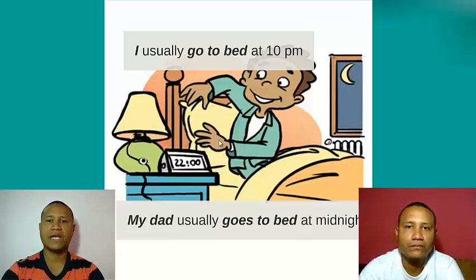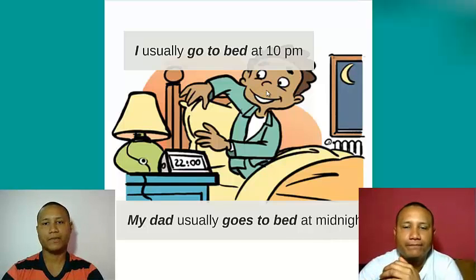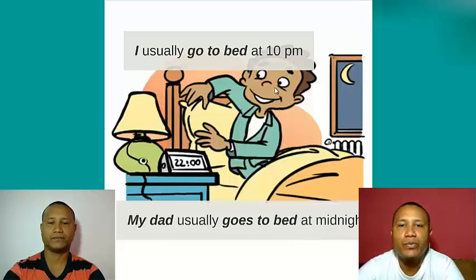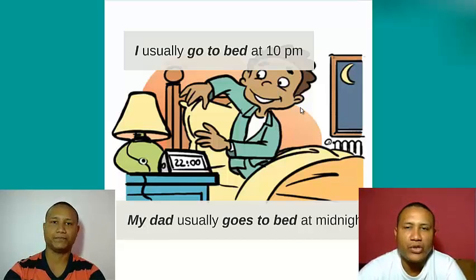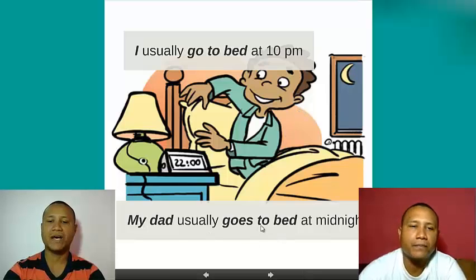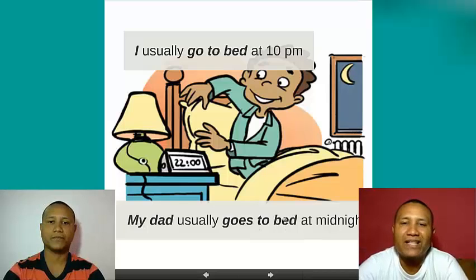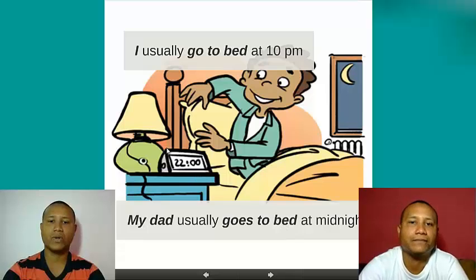Question. Does he go to bed at 10 p.m.? Yes, he does. Does he go to bed at 11 p.m.? No, he doesn't. What time does he go to bed? He goes to bed at 10 p.m. How often does he go to bed at 10 p.m.? Well, he usually goes to bed at 10 p.m. What about his father? What time does his father go to bed? Well, his father goes to bed at midnight, which means he goes to bed at 12 at night. What time is it in the picture? It's 10 p.m.